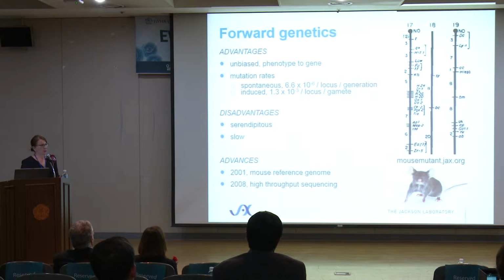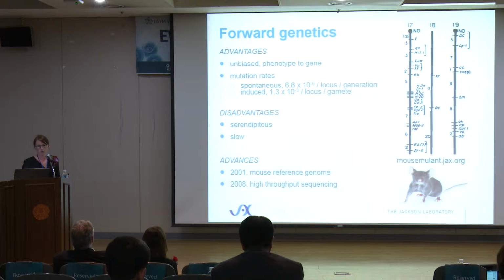I'll start by talking a little bit about how we use forward genetic approaches. Forward genetics has the advantage of being unbiased, and so this is really the way that we can make novel gene discoveries. It relies on mutation rates, and spontaneous mutation rates in mice occur in about 1 in 500,000 individuals per generation. You can increase that rate using mutagenesis, irradiation or chemical mutagenesis, and that can increase the mutation rate to about 1 in 1,000 per locus per gamete. You can see that the disadvantage here is that you're relying on serendipity. You don't have any control over where those mutations occur.